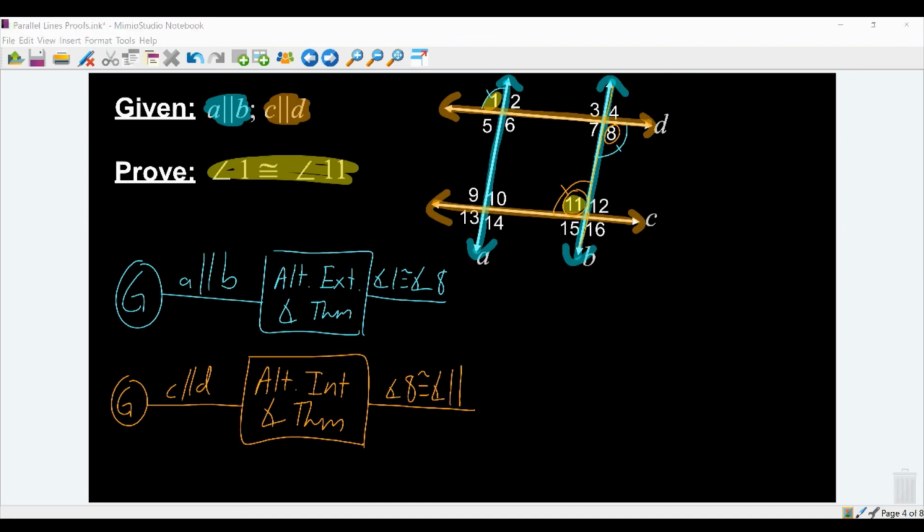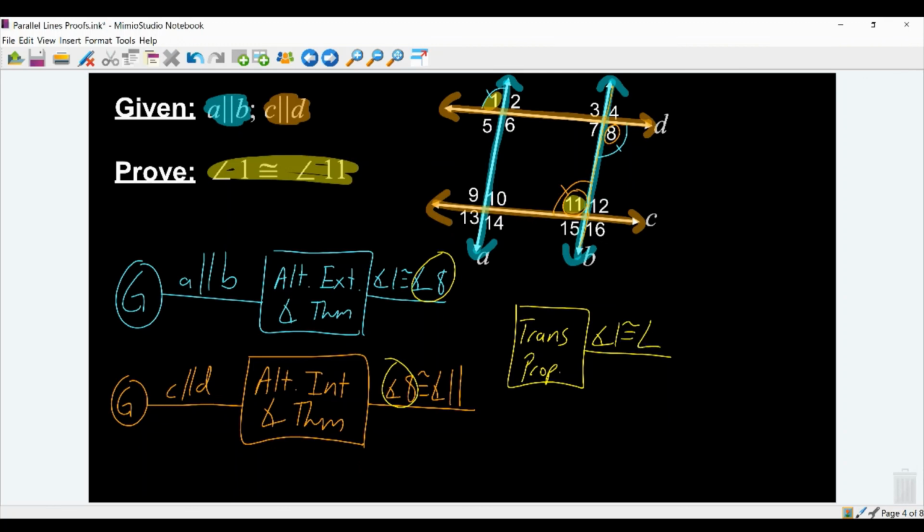All right, so now I've reached that point. Well, I can use the fact that both of these are congruent to angle 8. So now I can use the transitive property to prove that angle 1 is congruent to angle 11. All right, and I'll just go ahead and finish off those connections so that I can see that those two parts are in fact congruent.